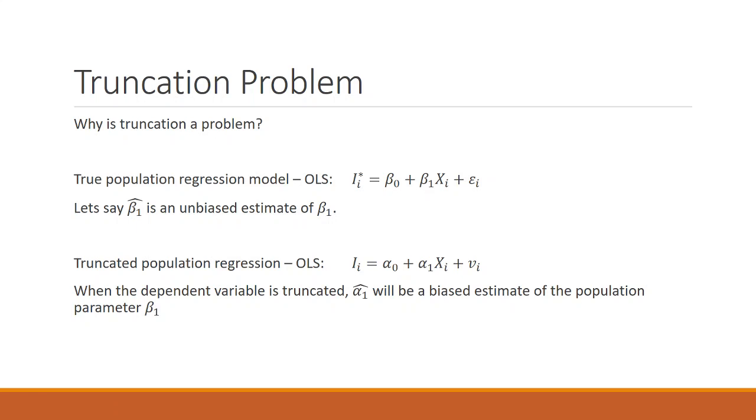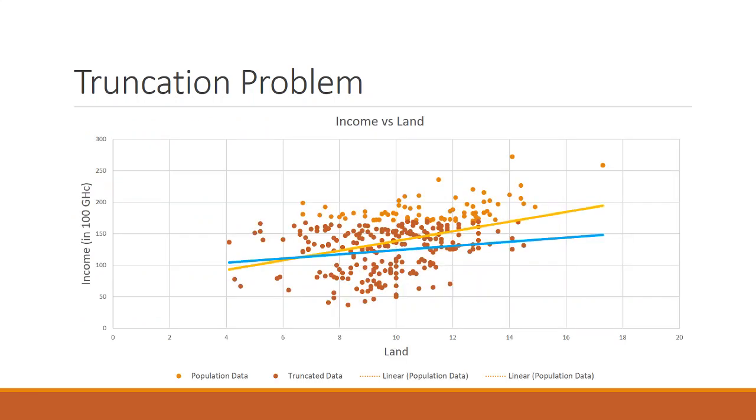Now, in a minute, I'm going to explain that a little bit more. I want to talk about how to solve this problem. So that's the issue. The issue is that if we have truncation, we will have a biased estimate of the population parameter beta 1. Let's try to make some sense of that.